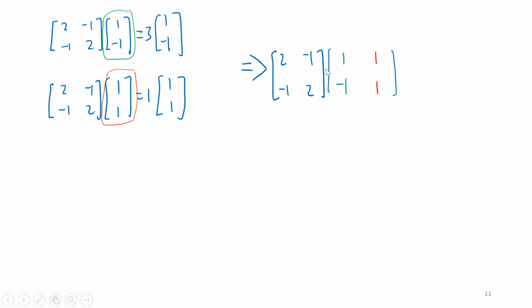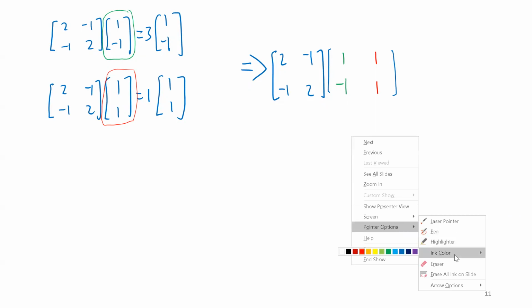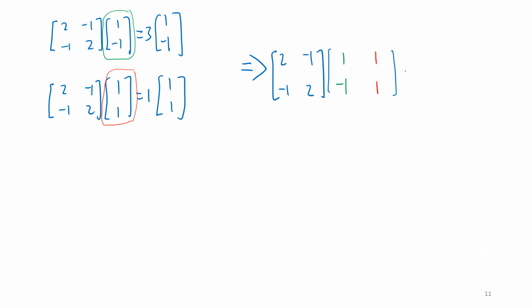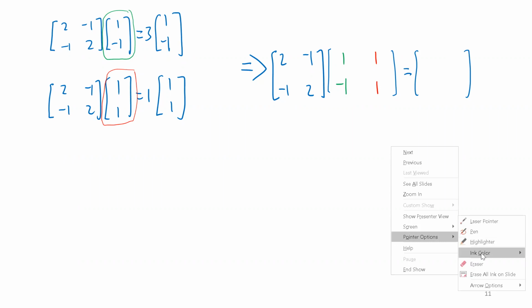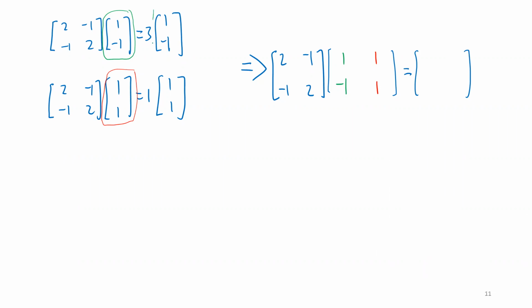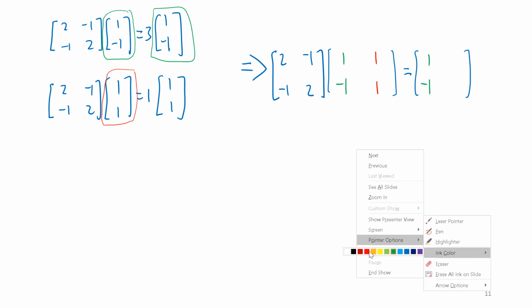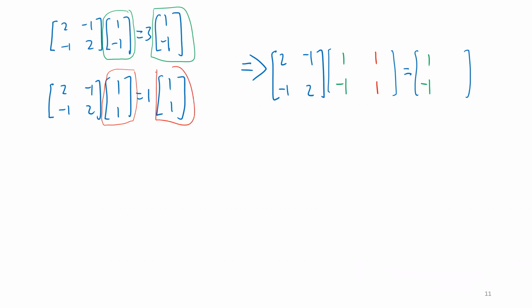And then what do we have on the right hand side? On the right hand side, we will again have this same matrix here, because I still have this (1, minus 1) over here, and also I have this (1, 1) over here.